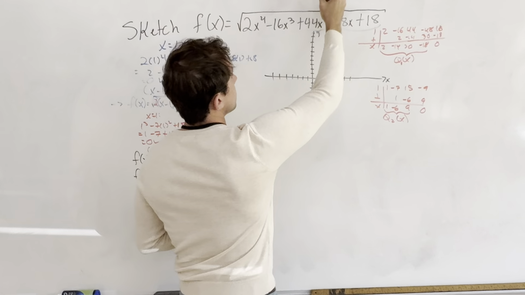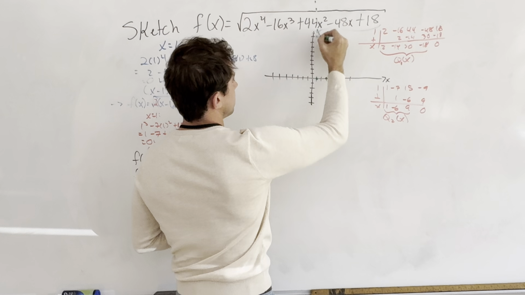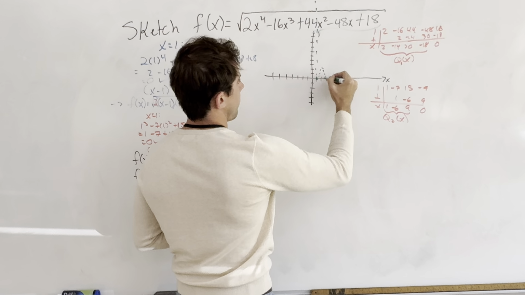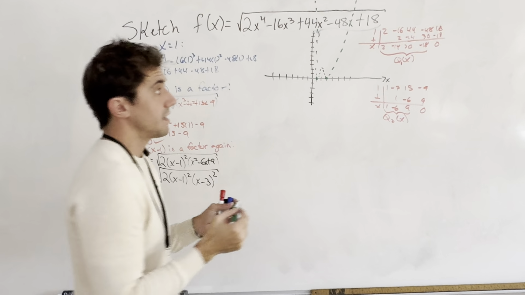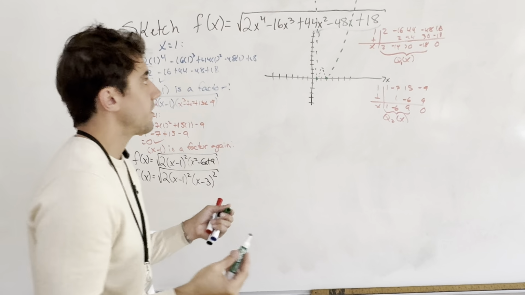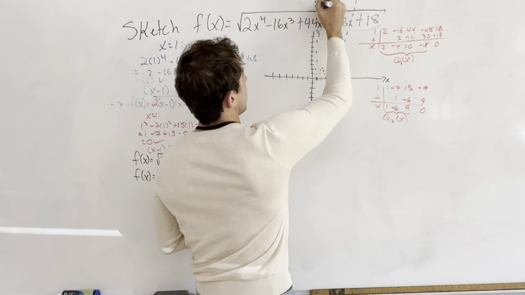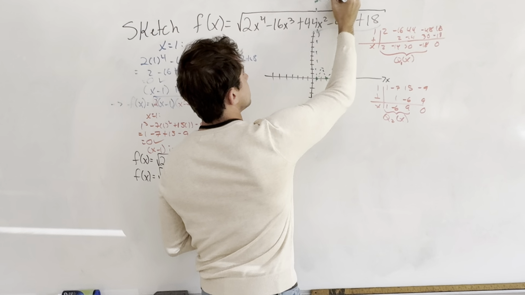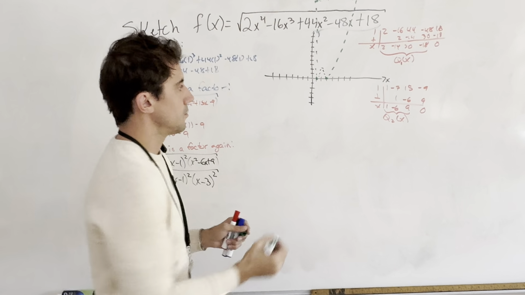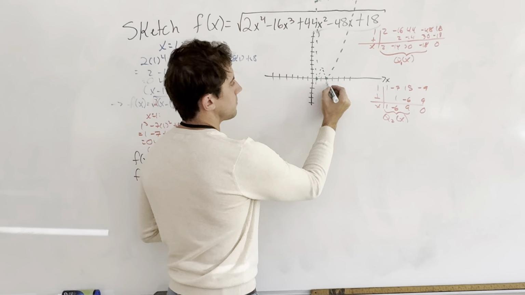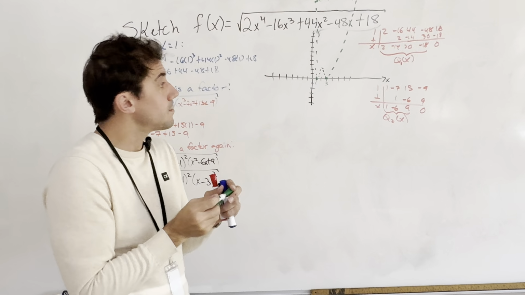And so it would look something like that. That would be our quartic, right? Very roughly speaking, we would have a y-intercept over here at 0 and 18, right? A double root at x is 1, a double root at x is 3, and it would look something like that.